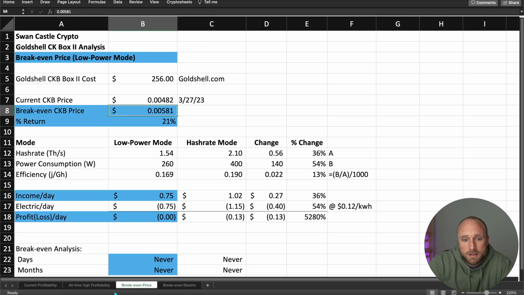Next, let's look at what it would take for this device to break even on low power mode. So to do this, I'm assuming, once again, a 12 cent per kilowatt hour electric rate, and we're going to try to match the income per day for that electric rate so that it's break even. Based on my calculation, we would need CKB price to increase up to 0.0058 cents per token, so a 21% increase over today's prices to get that low power mode back to break even. So really not a big increase from current prices.